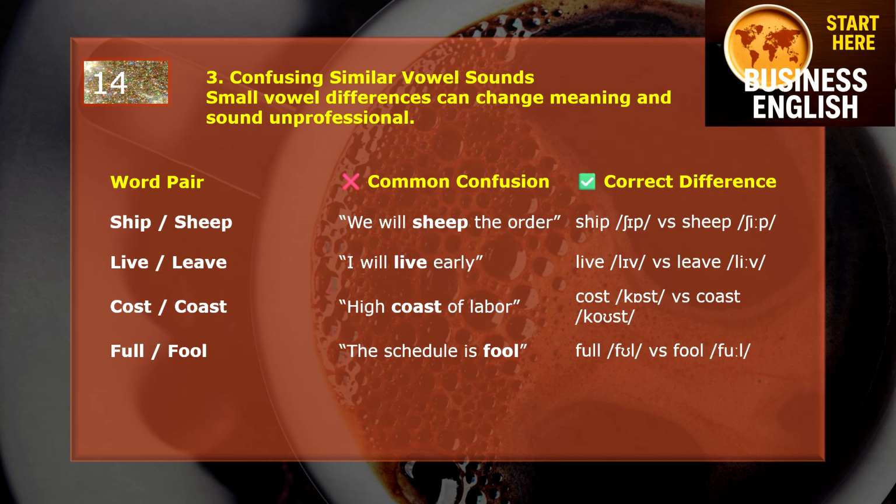Cost, coast. Common confusion: "High coast of labor." It's obviously wrong. It should be "high cost of labor" because cost versus coast. And the last pair, full and fool. "The schedule is fool." Full versus fool. So we have the short vowel versus long vowel in this table. It's very important.